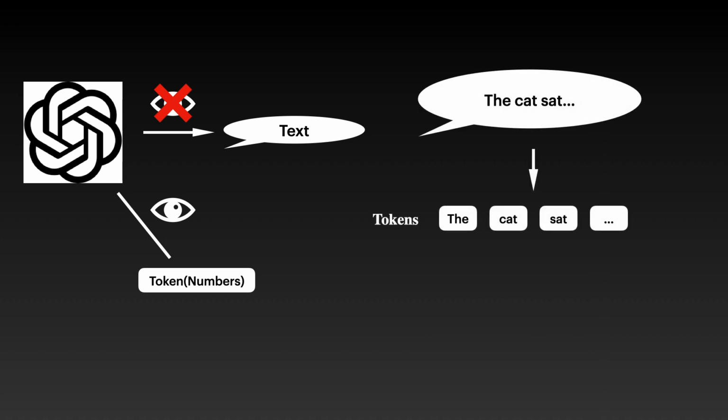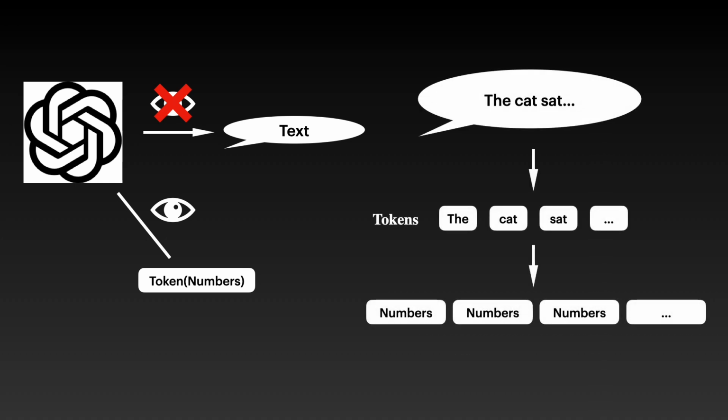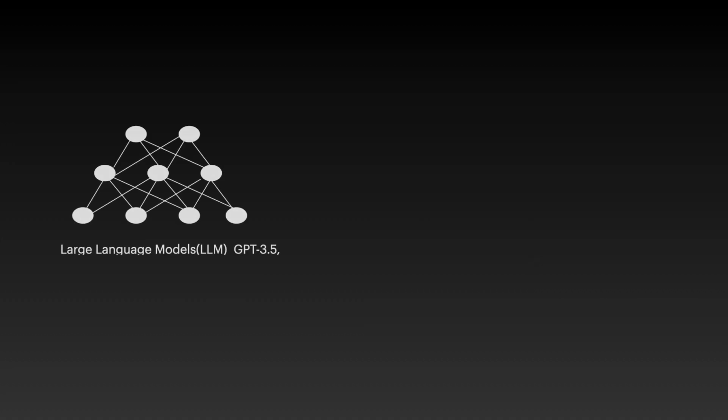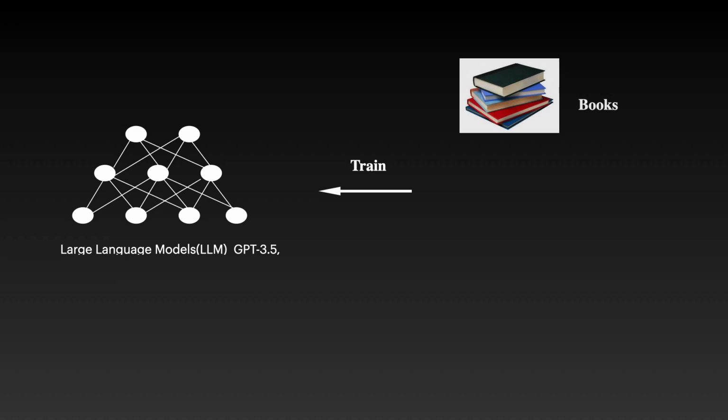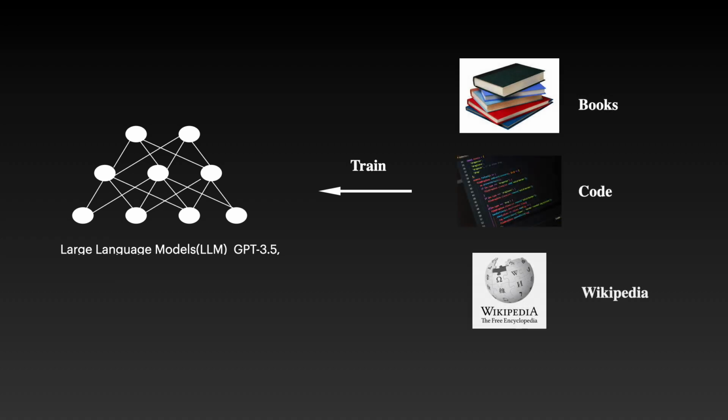ChatGPT doesn't see text. It sees tokens, which are then converted to numbers, chunks of text converted into numbers. Every word, emoji, even punctuation. GPT models are trained on vast swaths of the internet, books, code, Wikipedia, forums, to learn language patterns.